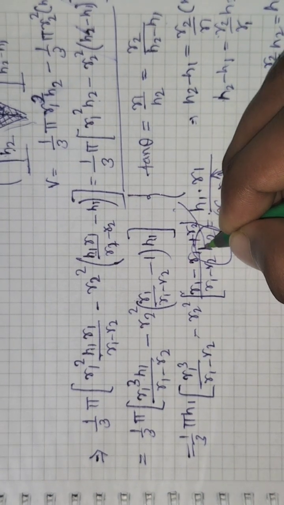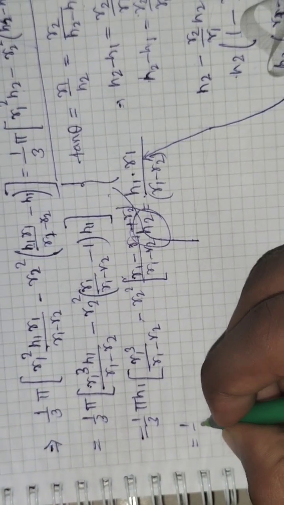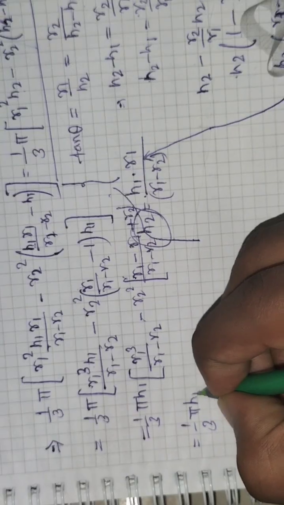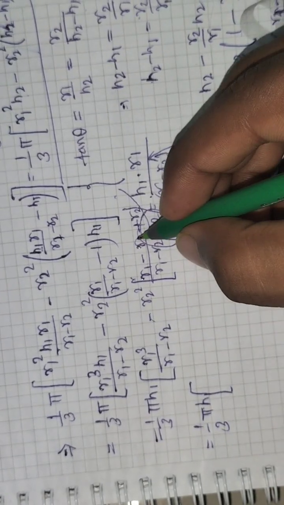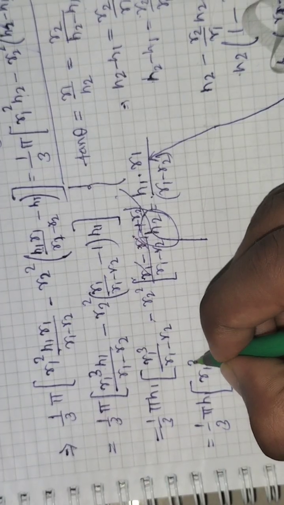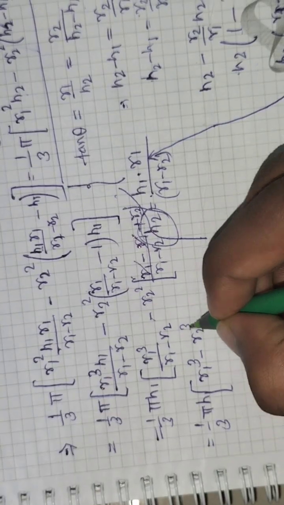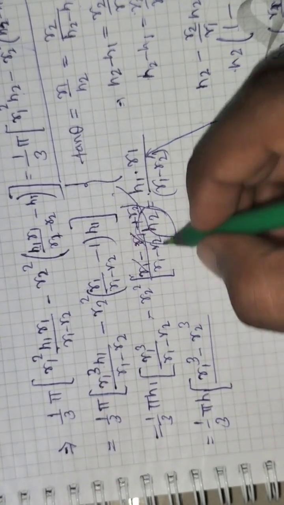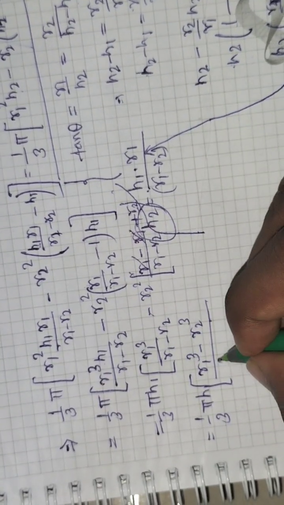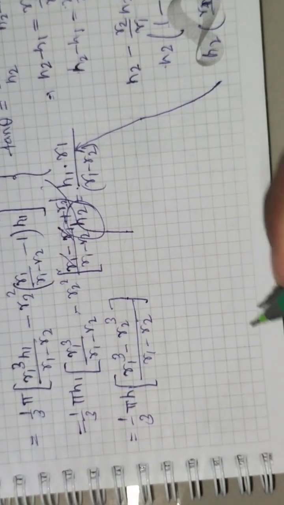Guys, I hope you are understanding it. So we will write here 1 by 3 pi h1, and r1 cancels, r2 into r2, so r1 cube minus r2 cube. The base is the same, so we will combine it, r1 minus r2. This is the formula, guys.